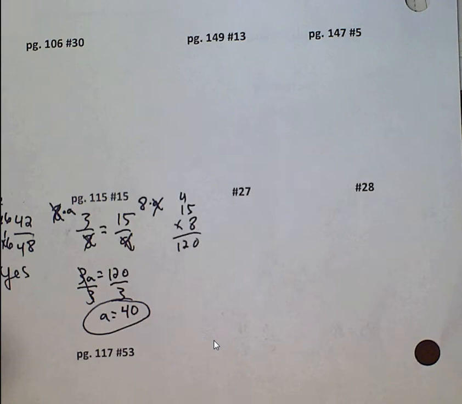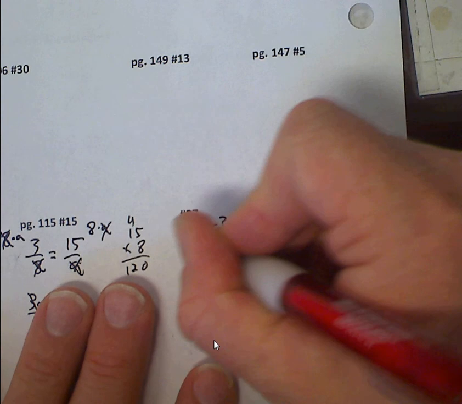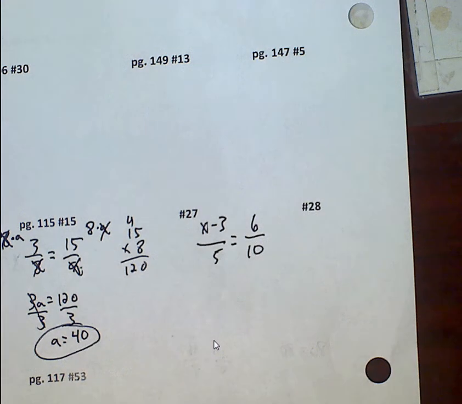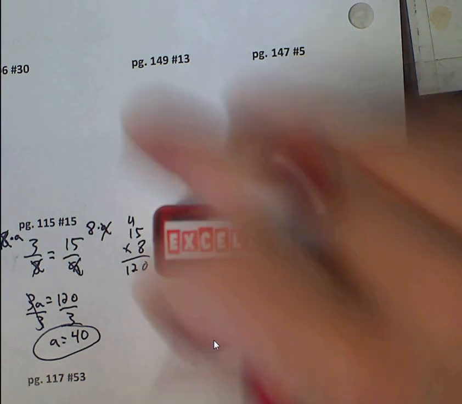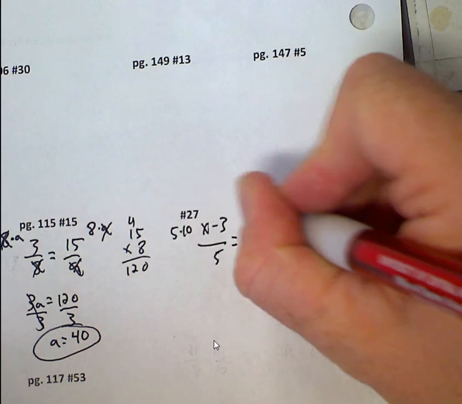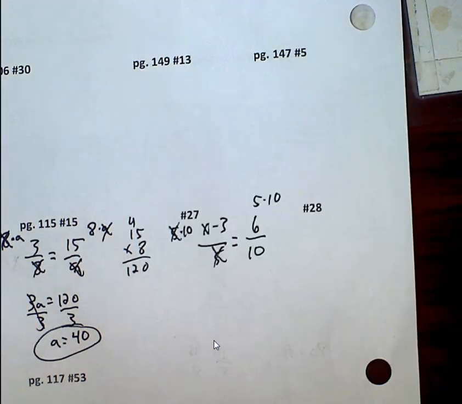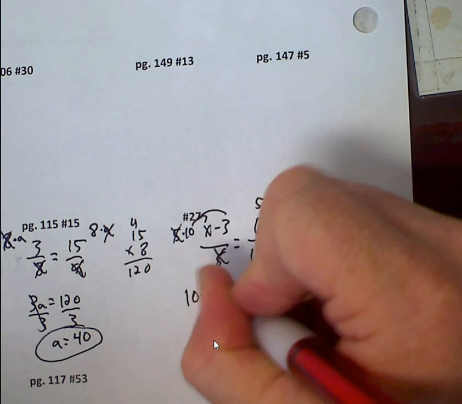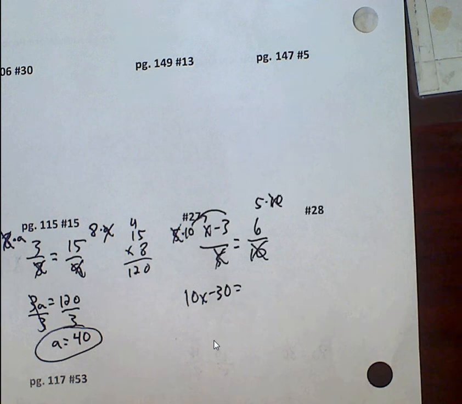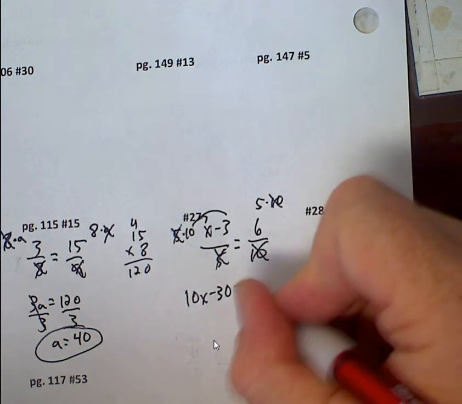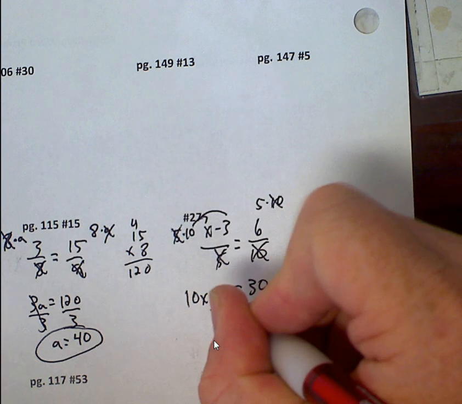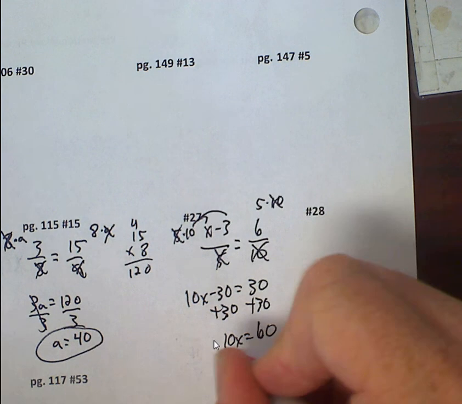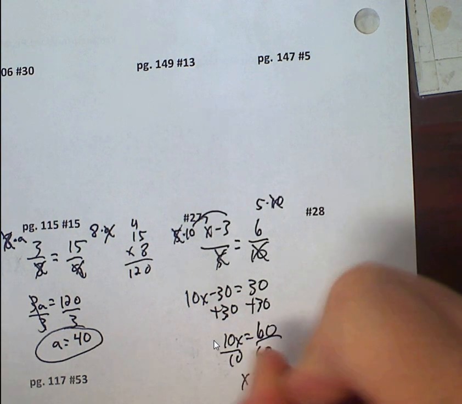Number 27. I give you x minus 3 over 5 equals 6 over 10. Pause the video and try. I'm going to multiply both sides by 5 and 10. My 5's go away. I have to distribute the 10. So that would be 10x minus 30 equals, my 10's go away, 5 times 6 is 30. If I add 30 to both sides, I get 10x equals 60. Divide by 10, and I get x equals 6.